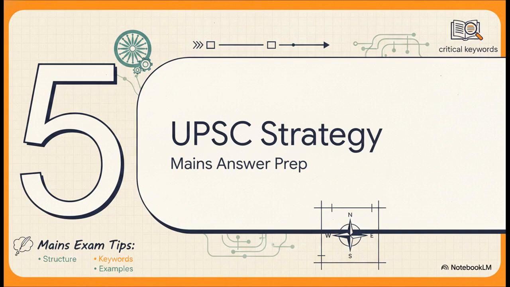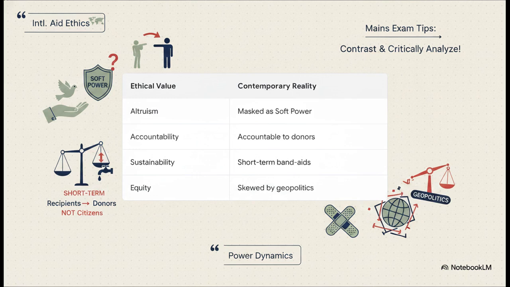Finally, Section 5, UPSC Mains Answer Strategy. For the UPSC aspirants tuning in, if you want to immediately demonstrate critical, structured thinking to an examiner, utilize a comparison table in your answer. Exactly. Contrast the theoretical ethical value with the contemporary reality. Show them that altruism is often masked as a tool for soft power. Point out that accountability is totally inverted. Recipients are forced to answer to donors, not their own citizens. Highlight that sustainability is routinely replaced by short-term band-aids, and that equity is completely skewed by geopolitical alliances. Presenting complex information this cleanly, that is exactly what grabs marks.